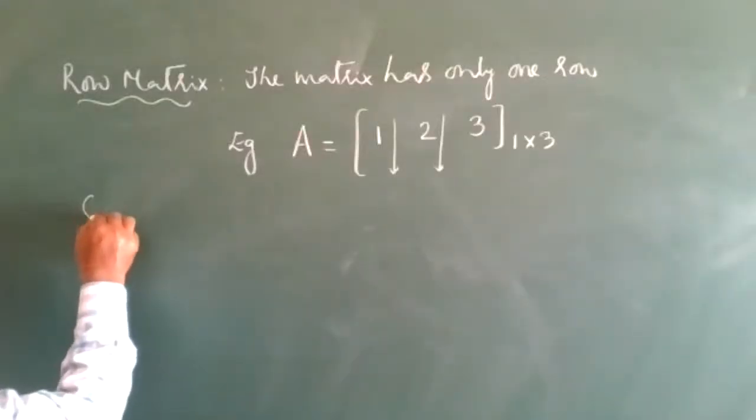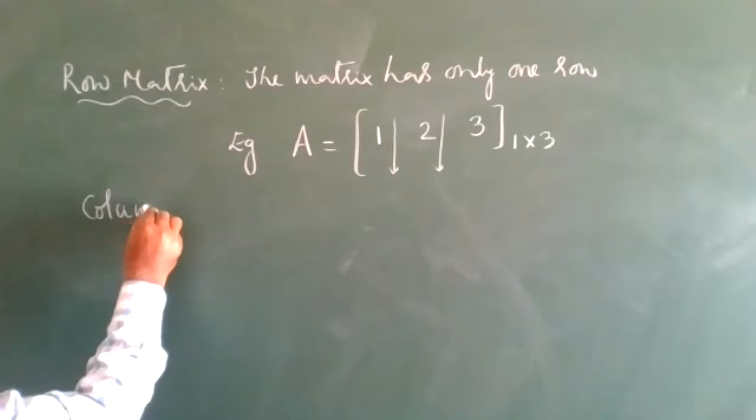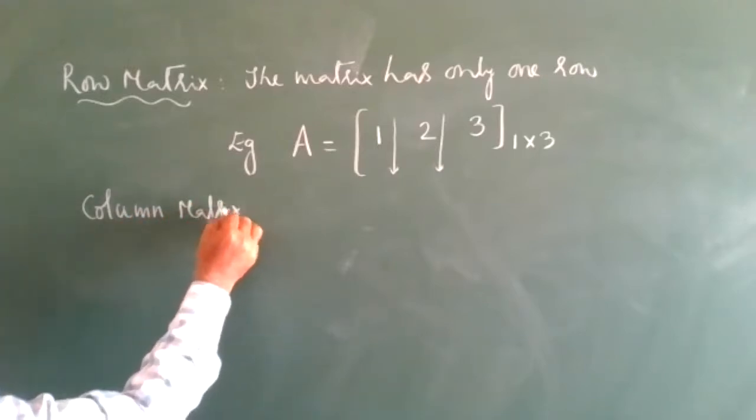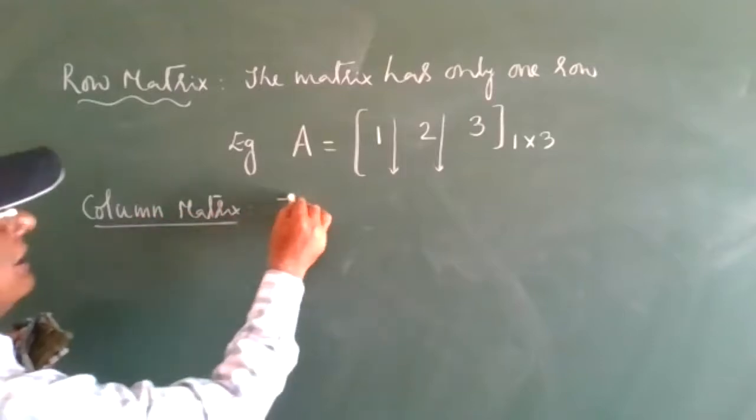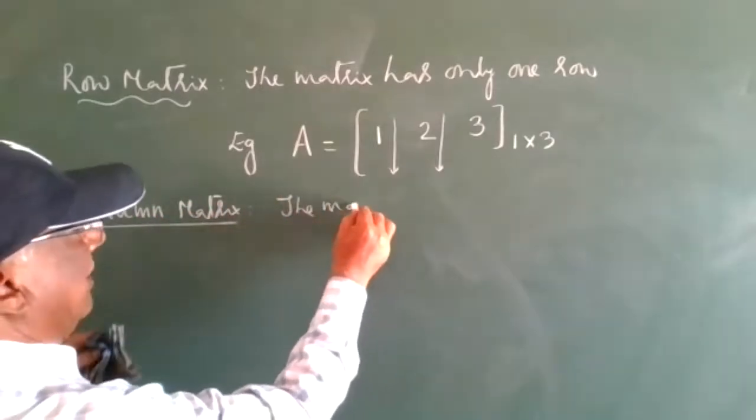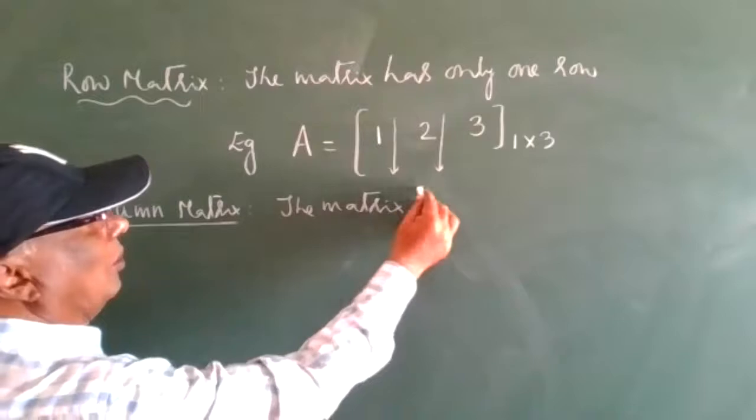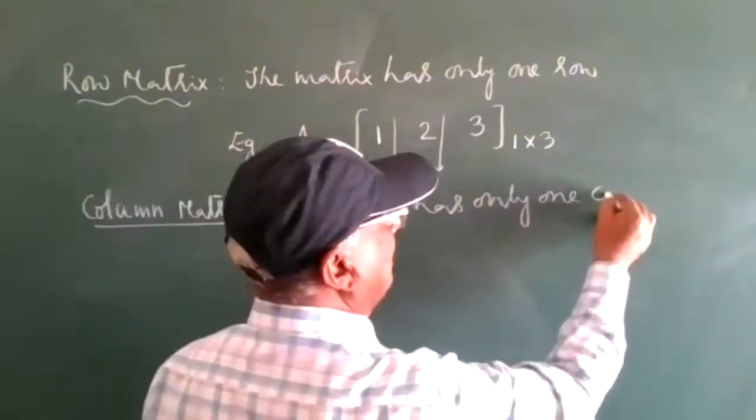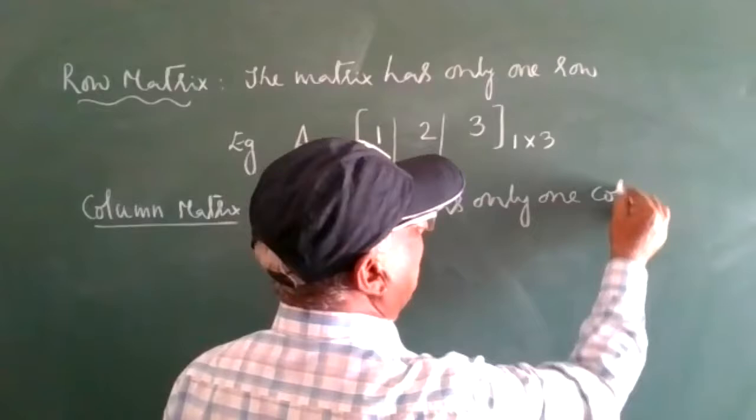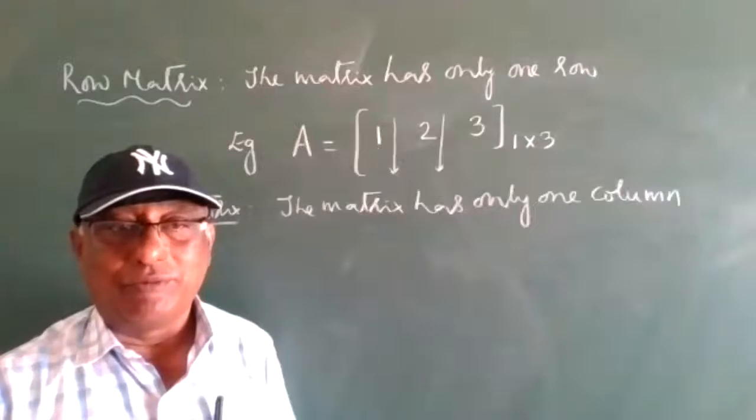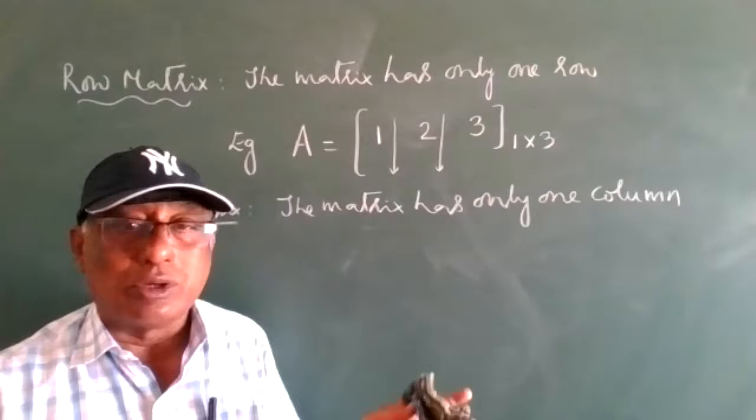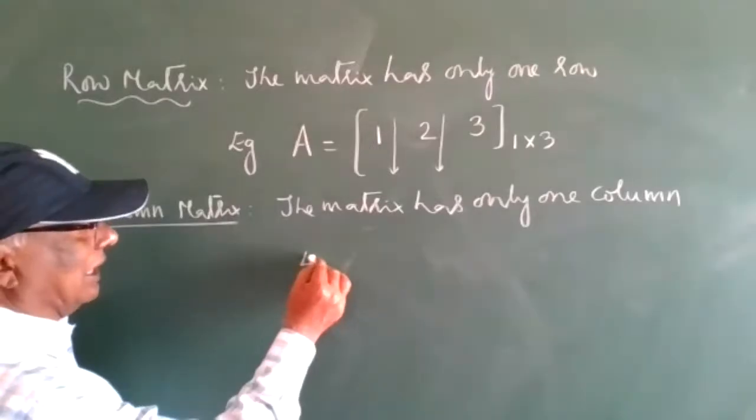Right. Next, the column matrix. A matrix that has only one column is called a column matrix. Here only the column is fixed: only one column. What about the rows? There is no question of fixing them. So the example has only one column.